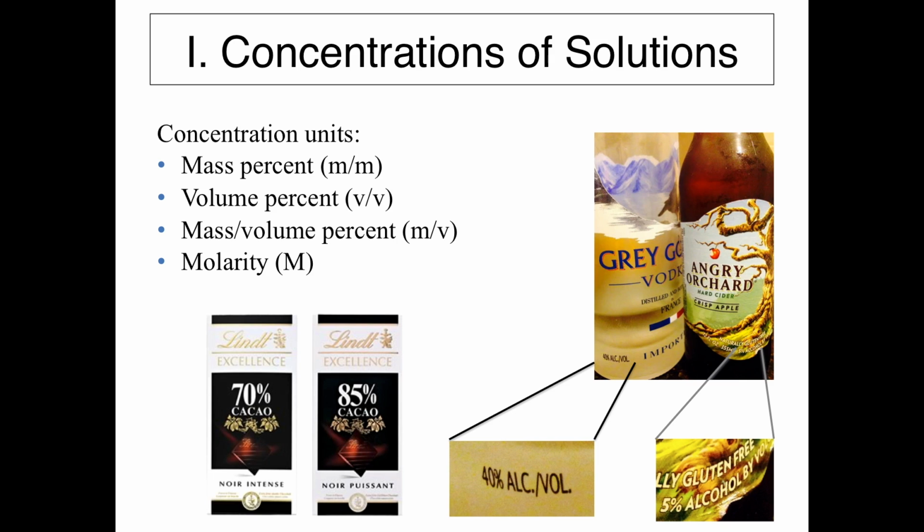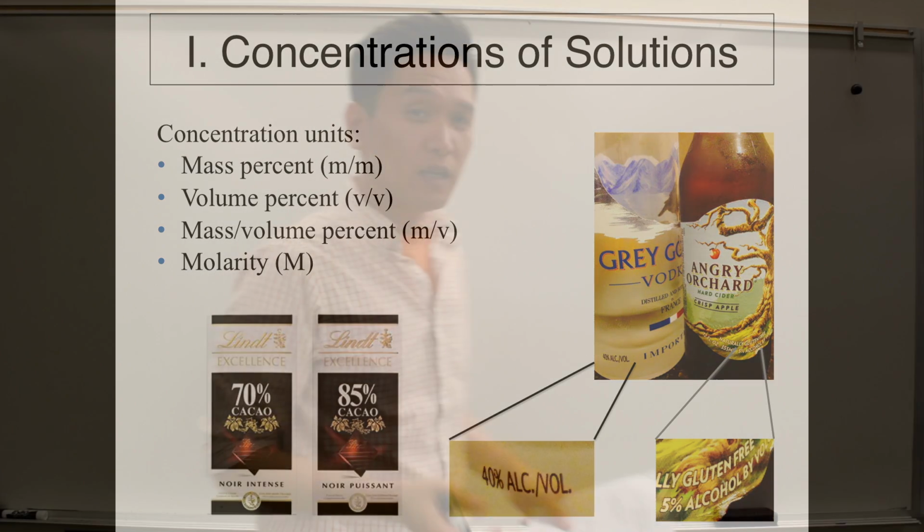And lastly, in chemistry we have a new unit that I would like to introduce to you. It's called molarity, and that's moles, right? Moles, that's a very chemistry thing. Moles over liter of a solution. So we'll go over each one of these one by one. And so the first concentration unit I want to talk about is percent by mass.